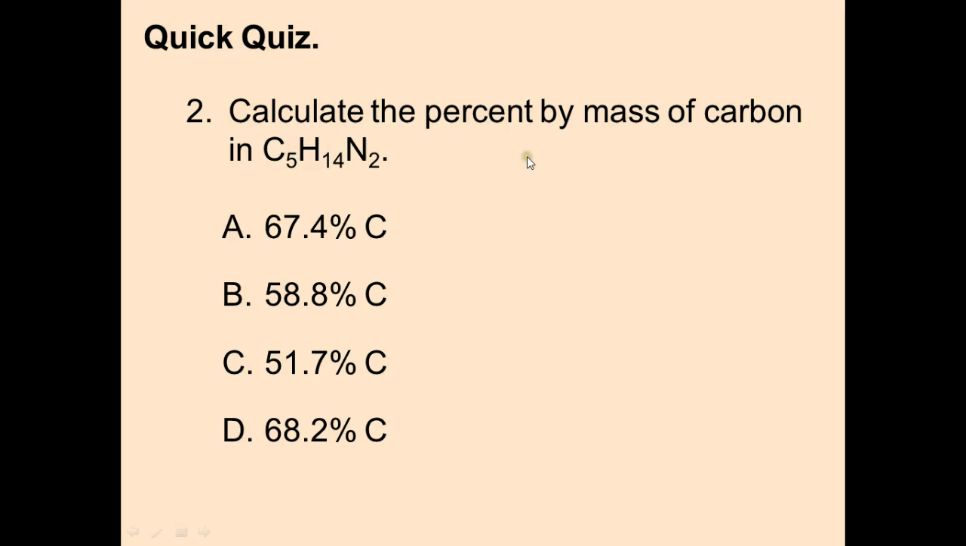And then we have to find the mass of just the carbon. So we have 5 carbons, so 5 times 12.01 is the mass of all the carbons, and we divide it by 102.21 and multiply this by 100, and the correct answer is B. If we divide 60.05, which is the mass of the carbon, by 102.21, you would get about 58%.